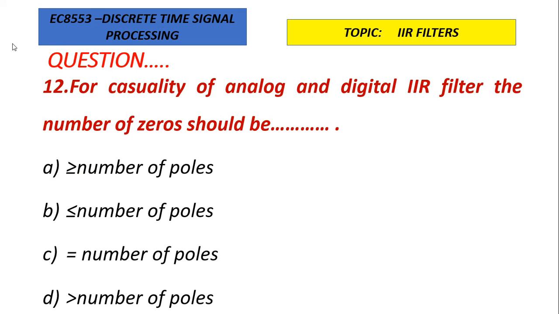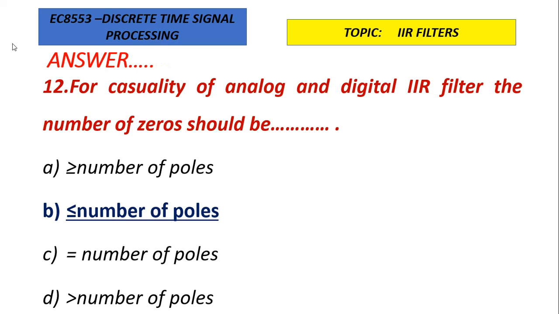Next, for causality of analog and digital IIR filter, the number of zeros should be what? It should be greater than the number of poles, or less than or equal to, or equal or greater than the number of poles. So for that analog and digital filter to be causal, the number of zeros should be less than or equal to the number of poles.